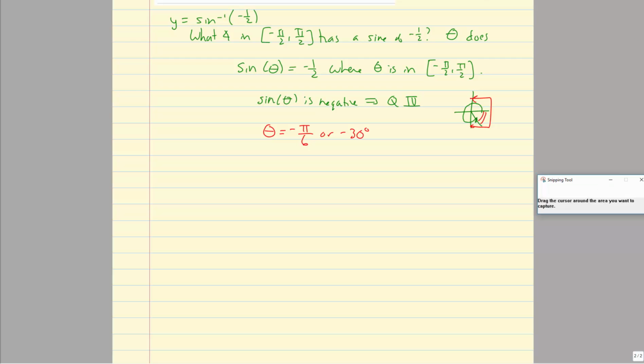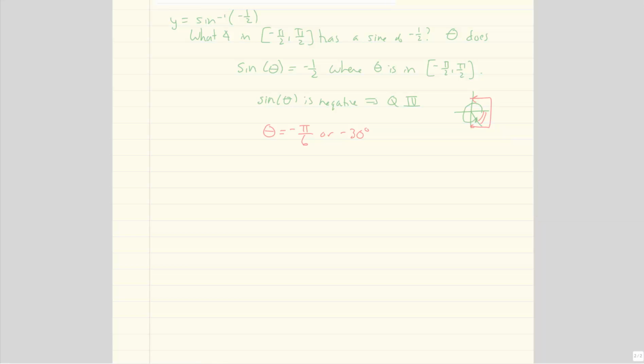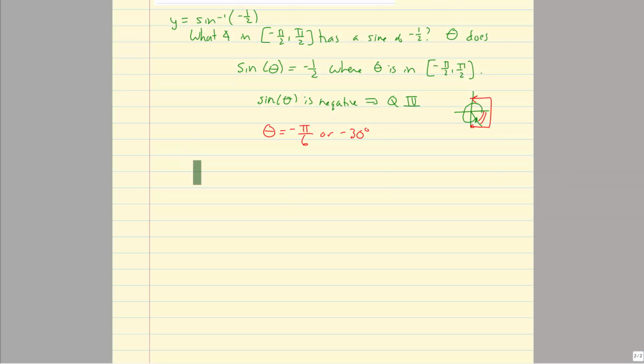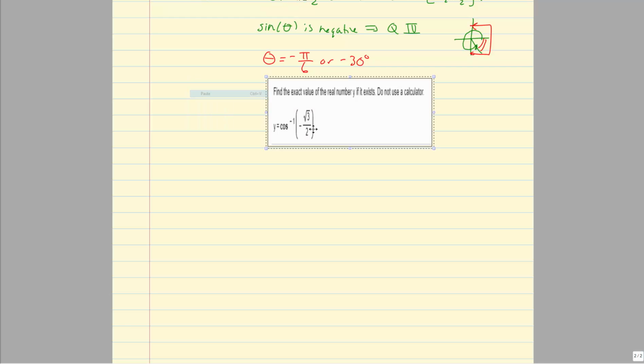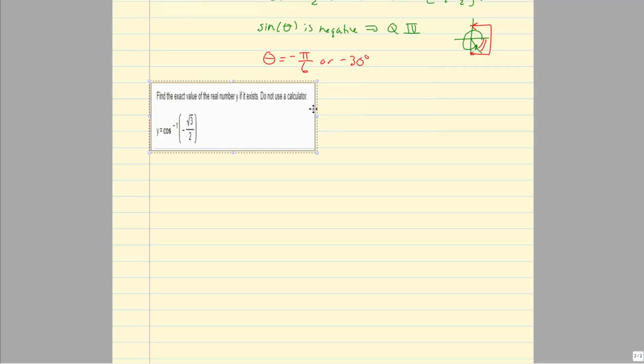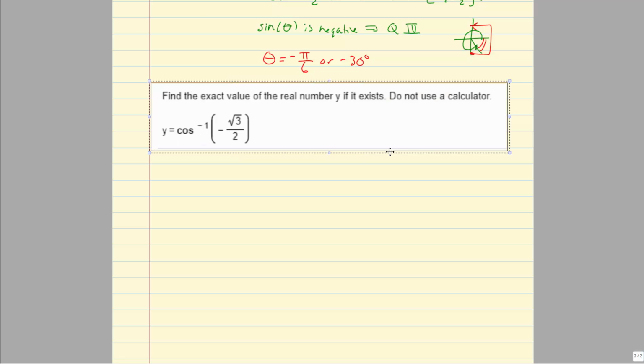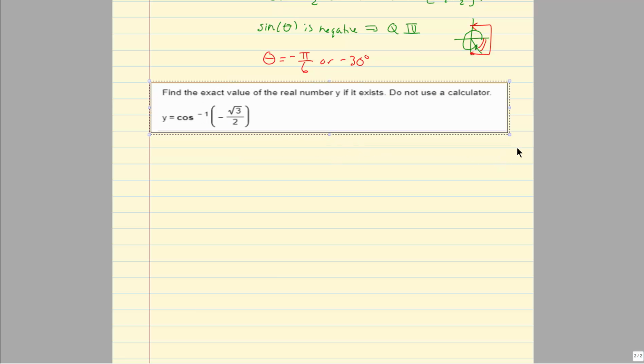Let's go ahead and pull in another. We'll do quite a few of these. Okay, this one is similar. It says find the exact value. This one we're working with inverse cosine. Now remember, from our table, inverse cosine is restricted to the first and second quadrants, so that's 0 to pi.